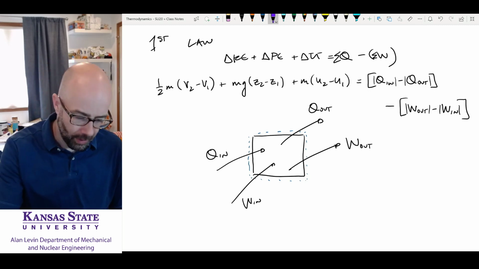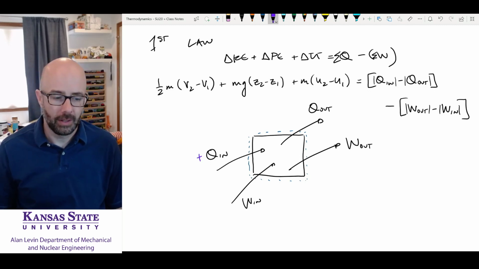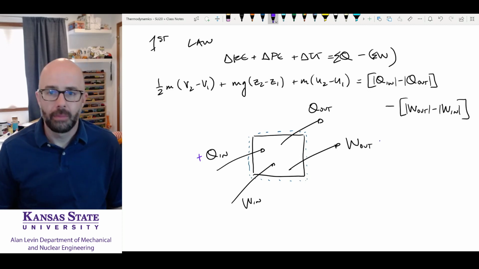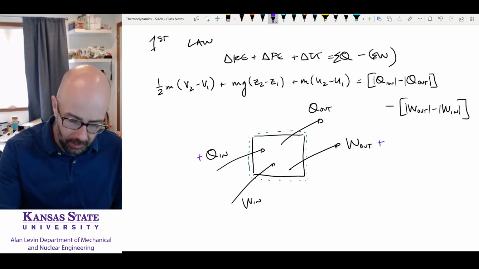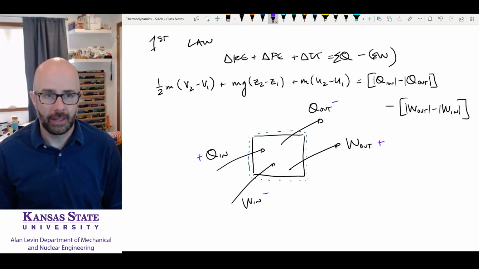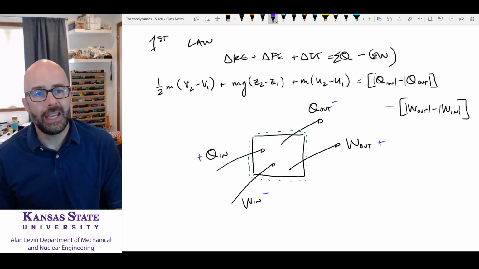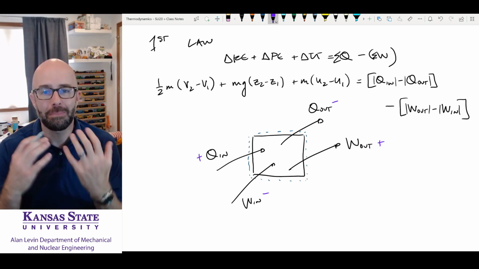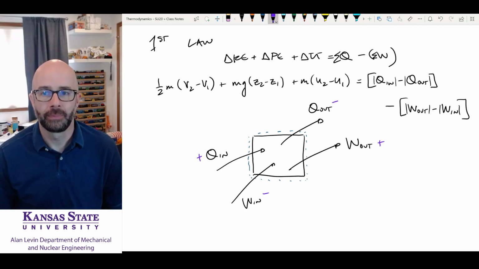Okay, work in is positive. Heat in is positive. Work out, positive. Q out, negative. Work in, negative. You need to know these things. And note, because heat and work are crossing the boundary, it's still a closed system because mass has not crossed that boundary. Okay, mass has not crossed that boundary.